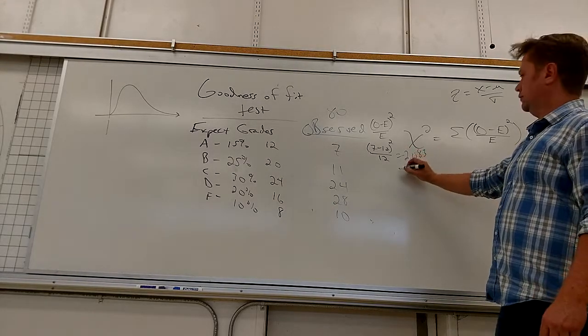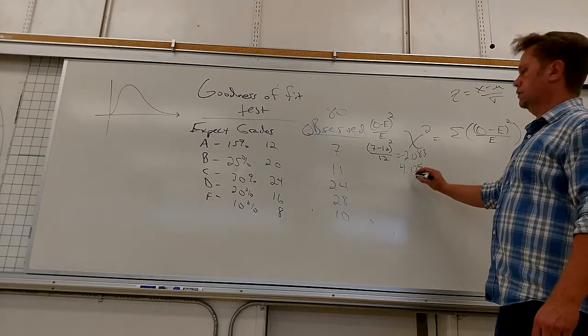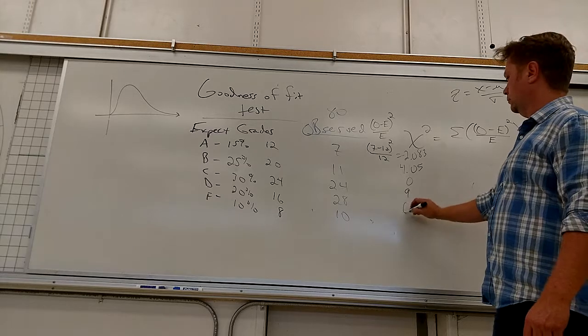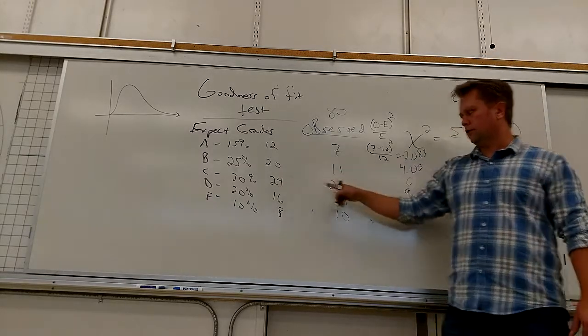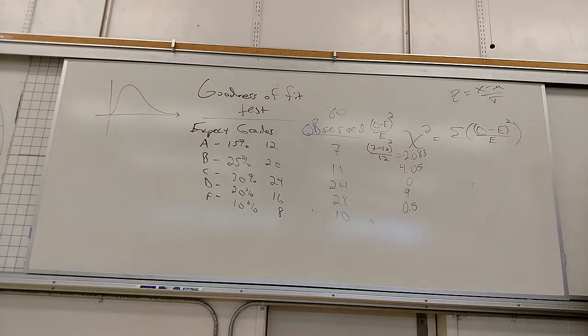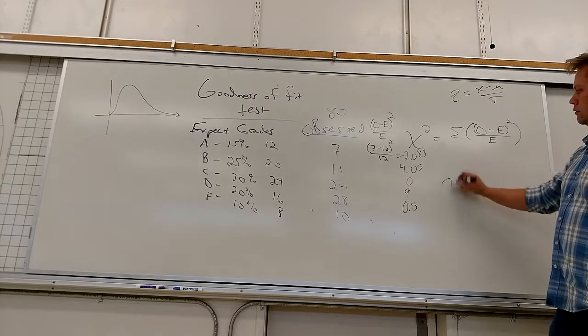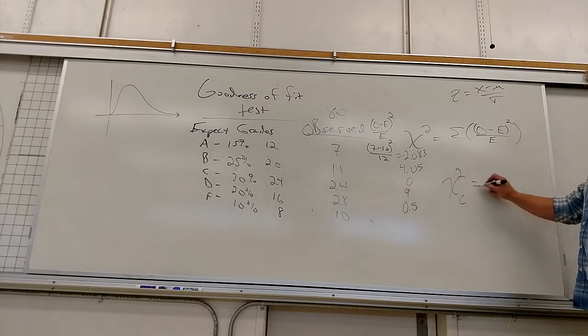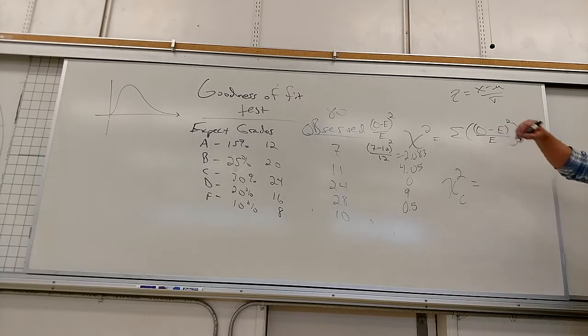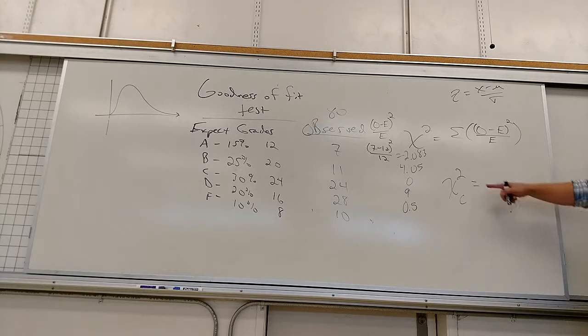2.083 forever. 4.05. 0. 9.5. And the 0, of course, makes sense because we hit that target exactly. Just go ahead and call this chi-square critical, like they do. Chi-square star is kind of weird. So what do you guys get when you add those up? Can you add them up? Yep. It's 15.6.